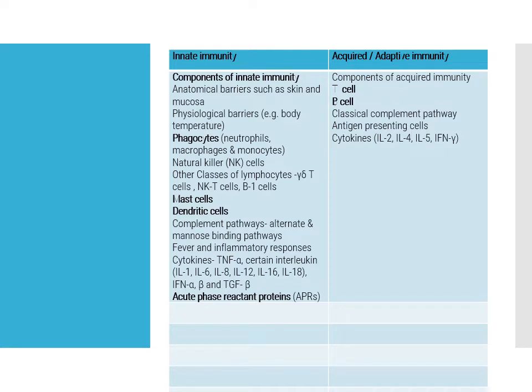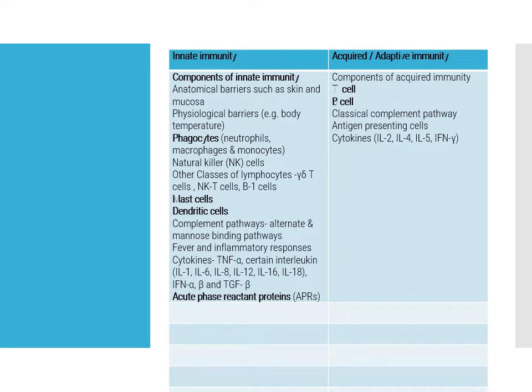In acquired immunity, there are T cells and B cells. So you have to remember that these cells, T and B cells, are the main role players. Other than that, you have the classical complement pathway. The alternate pathway comes in innate immunity, and the classical pathway comes in acquired immunity. Then antigen presenting cells and the cytokines. A few cytokines are on the acquired side, and a few cytokines are on the innate side.